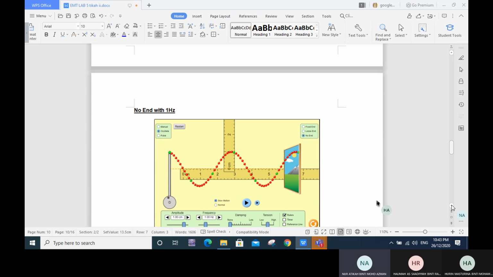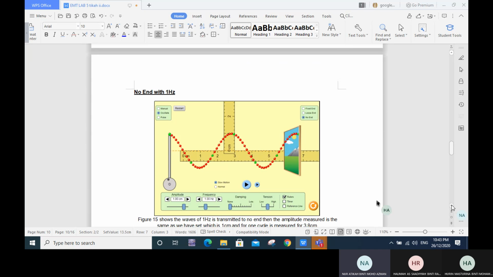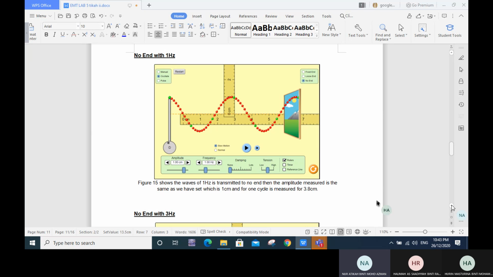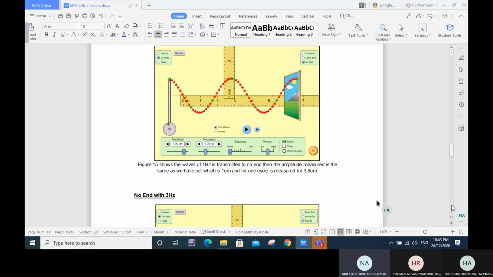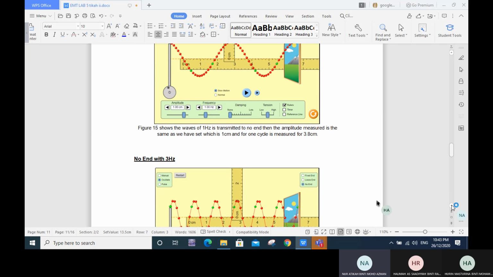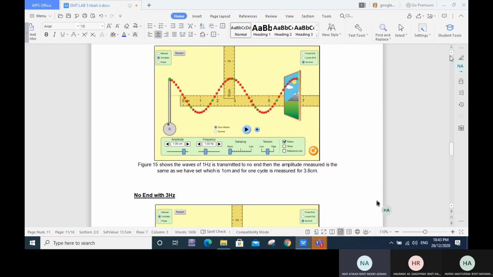But if we change the type of end to no end, where the wave is transmitted without being held tightly or loosely, the result of using 1 Hz or 3 Hz does not give any changes. The amplitude remains at 1 centimeter peak, and there is no reflective wave, as there's nothing that holds the wave to reflect it back to the oscillator.